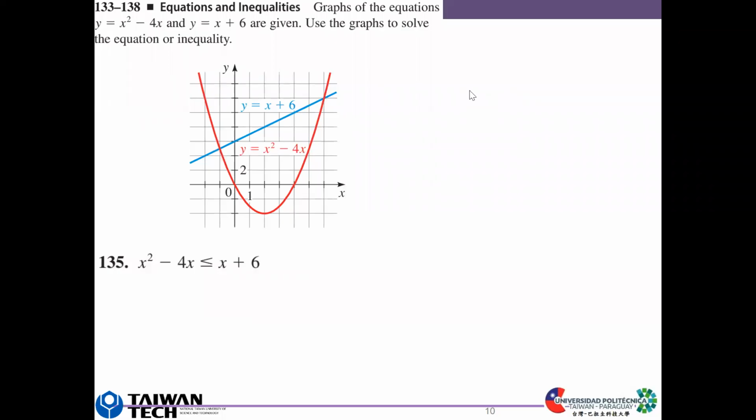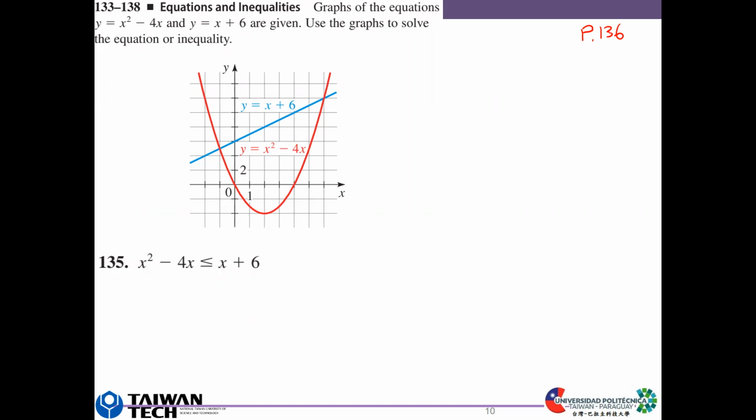Hi, everyone. We're going to review the last three problems of chapter one. So the first problem we're going to talk about is problem 135. It's on page 136. It says equations and inequality.